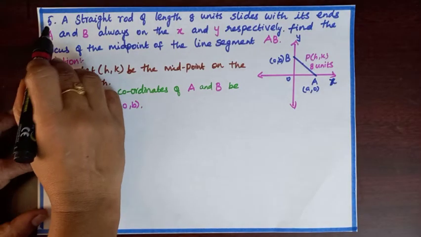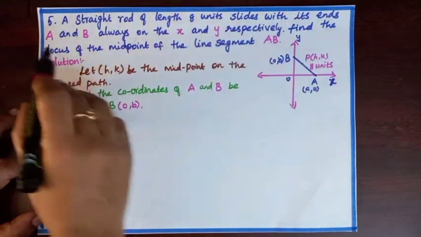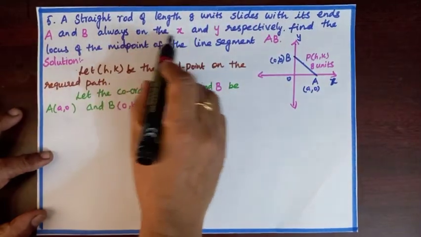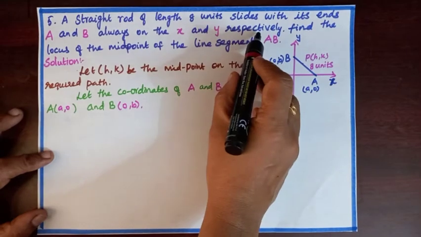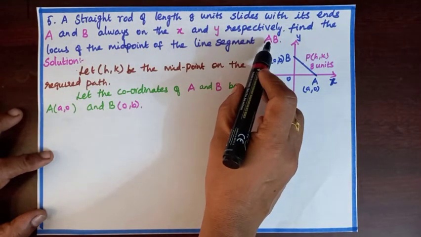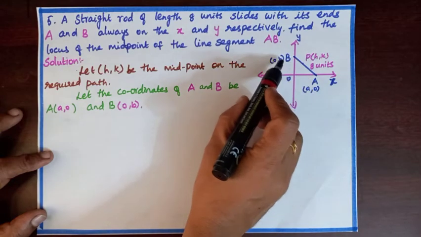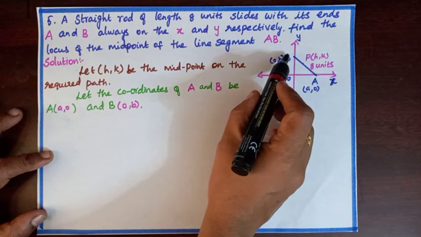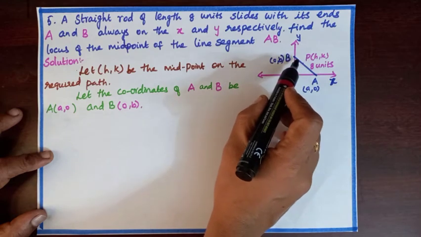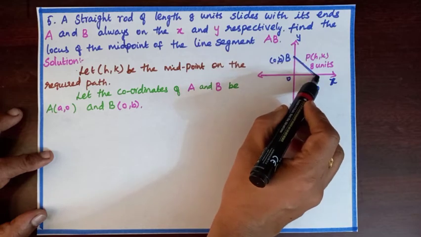Question number 5. A straight rod of length 8 units slides with its ends A and B always on the x and y axes respectively. Find the locus of the midpoint of the line segment AB. So a rod of length 8 units slides with its ends A and B on the x and y axes respectively. Now we need to find the locus of the midpoint of this line segment.